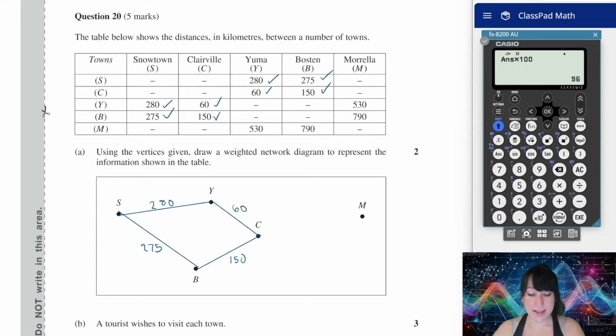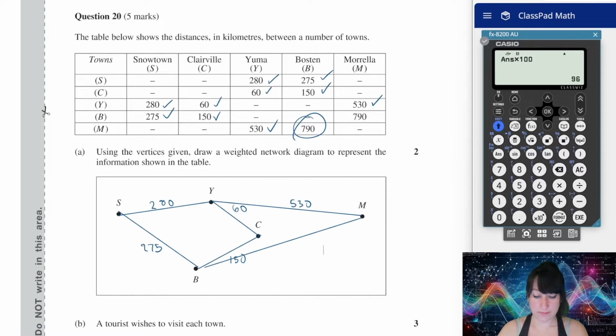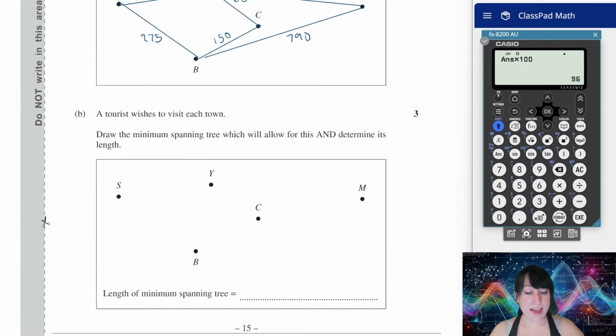Next, we can look at Yuma connecting to town M, Morella, 530. And lastly, Boston connected to Morella for 790. Sometimes I need to move the numbers around if they end up overlapped. And that's the completed diagram. Now we have a tourist who wishes to visit each town. Draw the minimum spanning tree, which will allow for this, and determine its length.